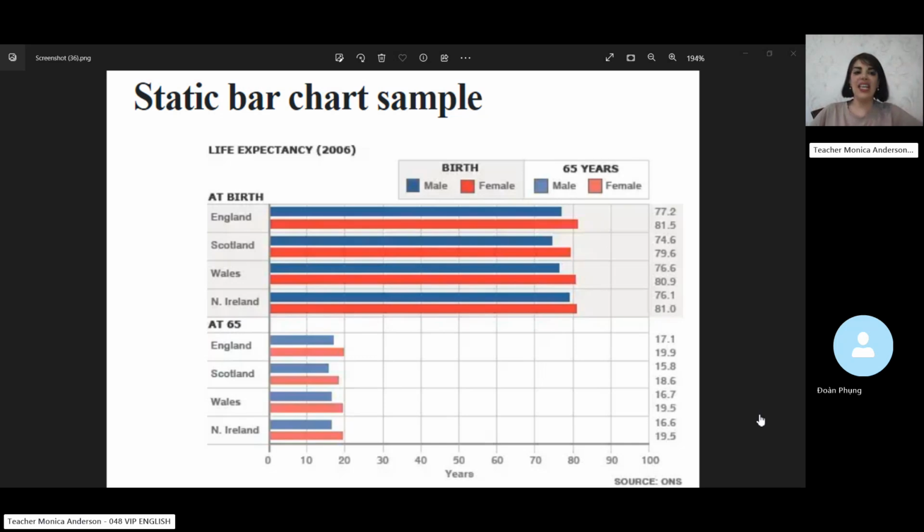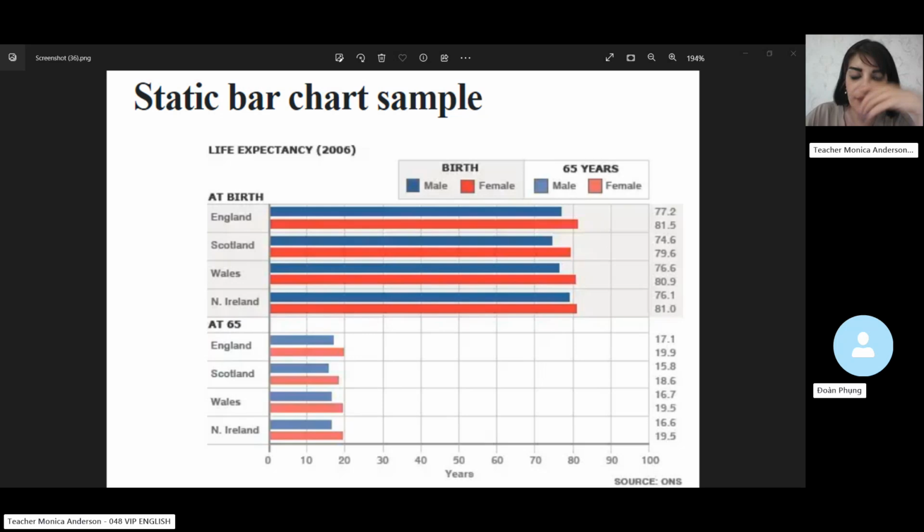So first you say, in general, what you see. You see that in all categories, females have a higher life expectancy than males. And after that, you can give some examples, some figures. A static chart is really easy to write because you don't need to do anything special. You just need to give some data and information.